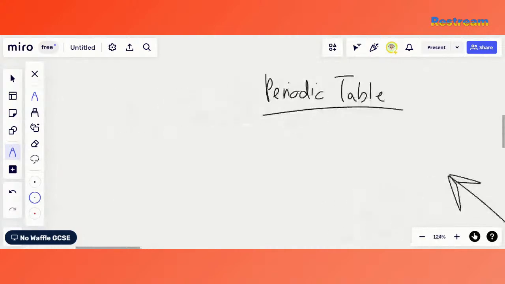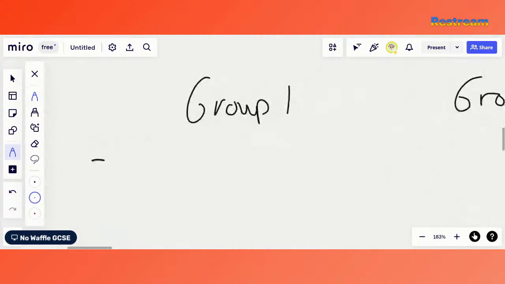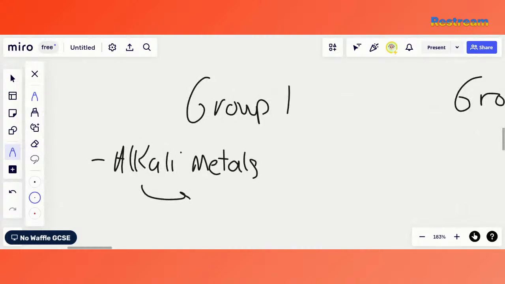So, let's look at the key groups that you need to know. The first key group is group 1, then you need to know about group 7, and finally group 8 or group 0. So group 1 are called the alkali metals. The reason why they're called alkali metals is because when they react within a solution of water, they form hydroxide ions.